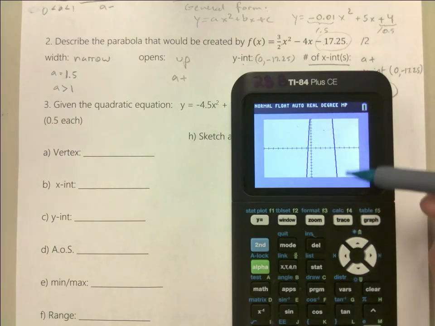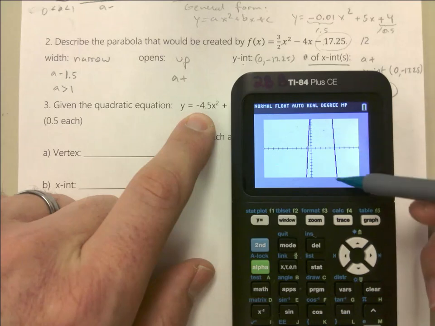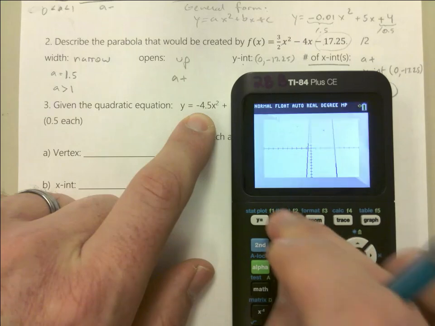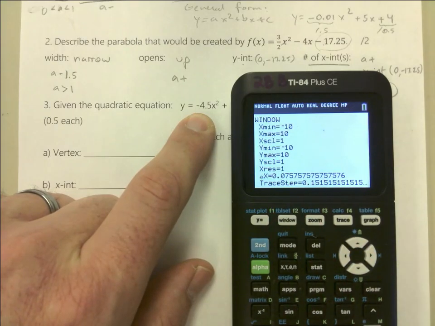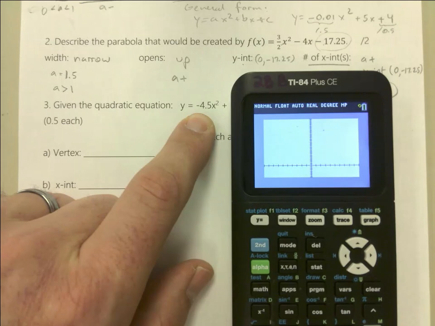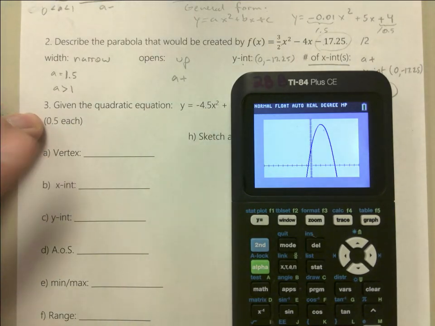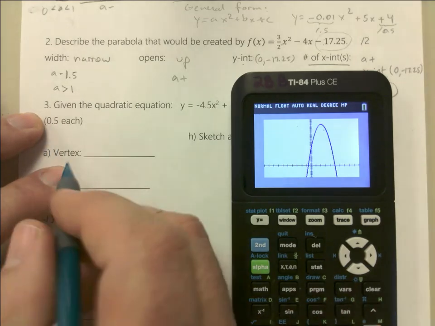Okay, it is what I expect, it points down. This is a pretty good graph. I just have to increase the y max on my window. Y max, I'm going to go 40, let's say. Pretty good graph right there. I can see everything I need to see, and again, yours may not look the same as mine, but that's fine. Then you find the vertex. This is a max, right?